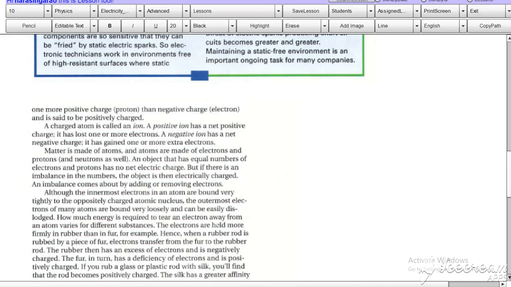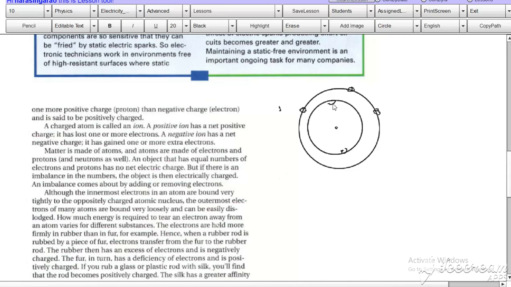Okay, let us move on to a charged atom, which is called an ion. An atom is actually neutral, right? If you say this is an atom, with an electron orbit, another electron orbit, and here is a nucleus, the electrons, as you know, are revolving around the nucleus. The electrons in the outermost shell are the valence electrons.